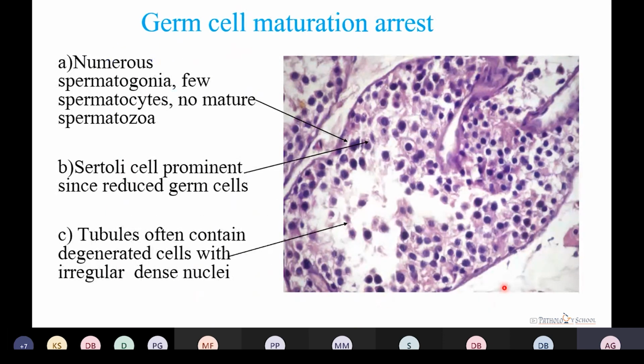In the microscopy, we can see numerous spermatogonia, few spermatocytes, and no mature spermatozoa. Sertoli cells are prominent since the germ cells are reduced. The tubules contain degenerated cells with irregular dense nuclei.